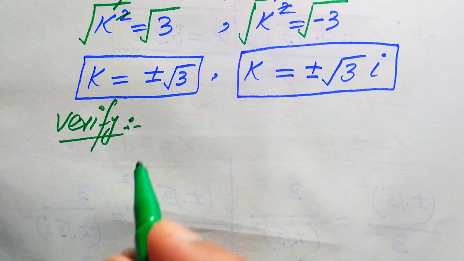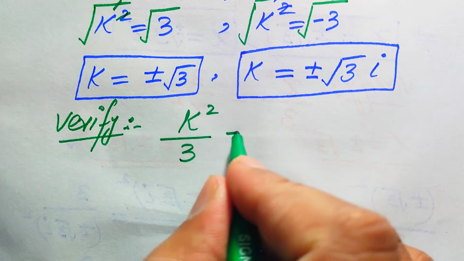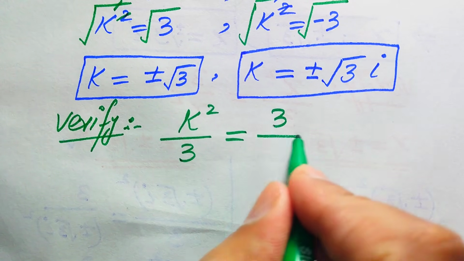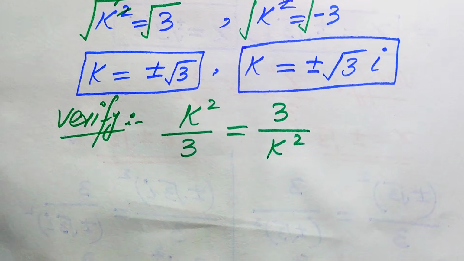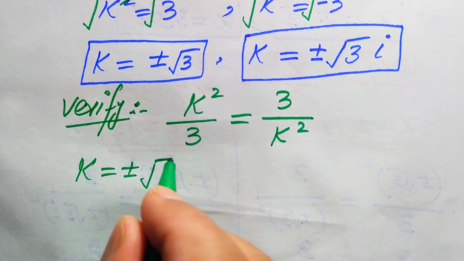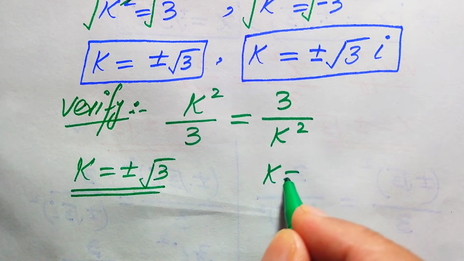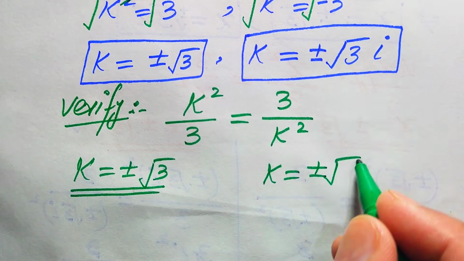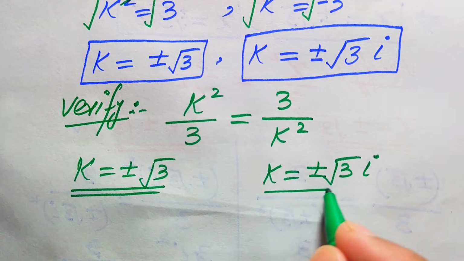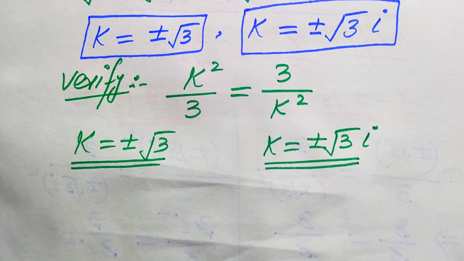So for verification of these roots, we need to copy down the given question statement. Here it is k square divided by 3 is equal to 3 divided by k square. And on this side, we will verify k is equal to plus minus square root of 3, and on this side, we will verify k is equal to plus minus square root of 3 into iota. So we need to verify all four roots of the given equation.